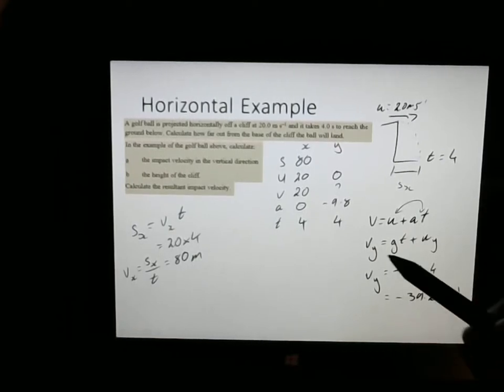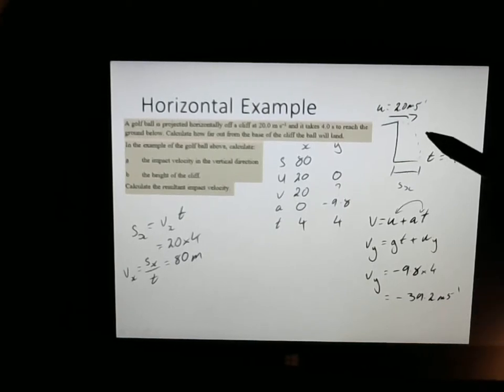Now, why the negative? We said that negative was down. This ball is going to be falling down, so its velocity must be negative 39.2 down. Okay, so that's why that negative is there.